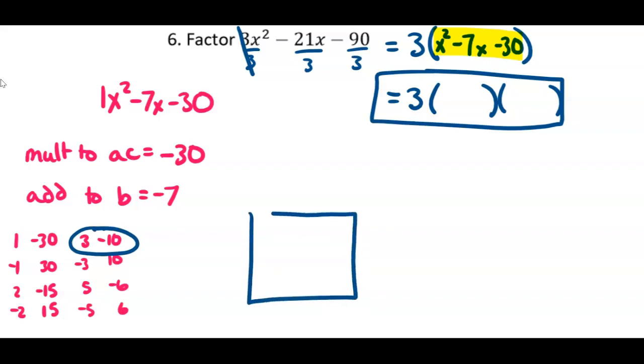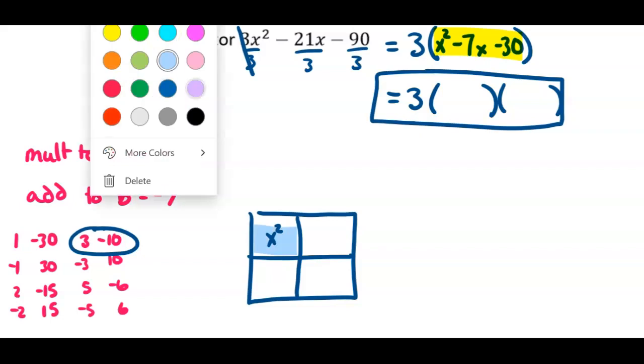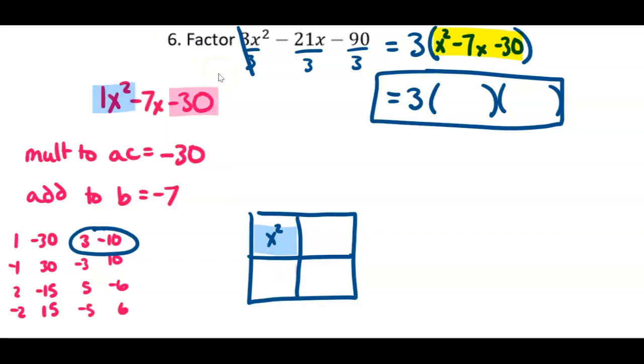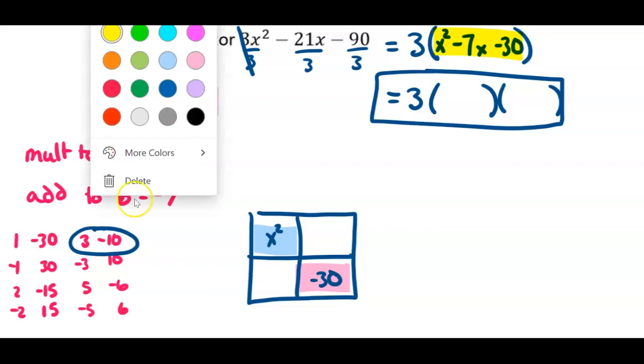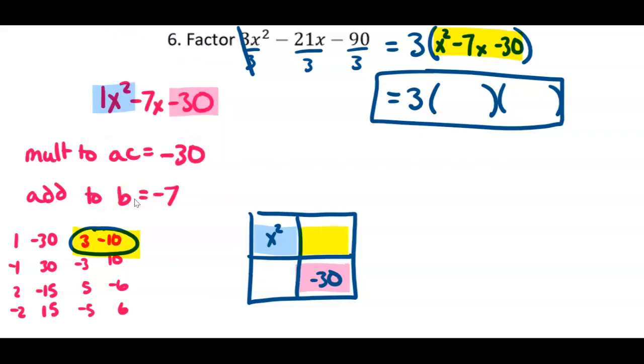So you're going to use your box. Remember that the top left corner of the box comes from right here. It's just x squared. Okay, the bottom right corner of the box comes from right here. It's negative 30. And then these two numbers we found, the 3 and the negative 10, they're making up these two boxes, but we're going to do 3x and negative 10x. Now, either one can go in either place. I'm going to put the 3x here and the negative 10x here.